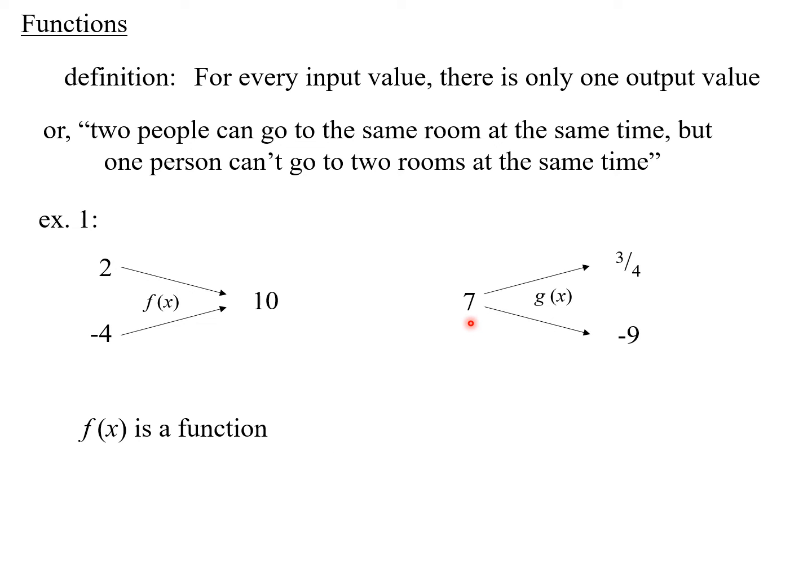However, let's take this. Person number 7 can't go to room 3/4 and room -9 at the same time, right? So g of x is taking an input of 7 and giving two different outputs to it. g of x is not a function.